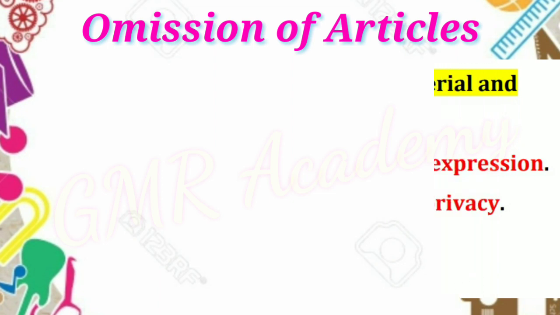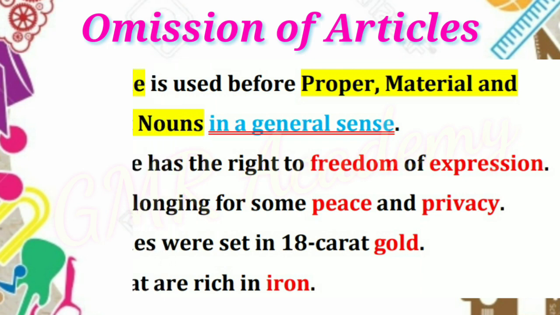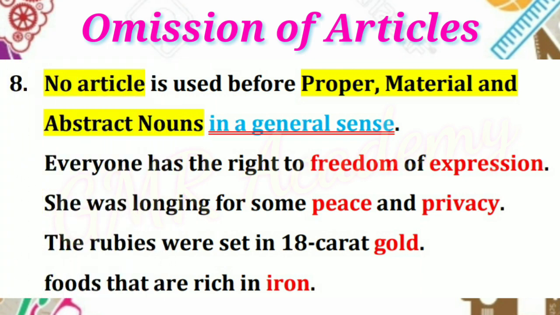Number 8. No article is used before proper, material and abstract nouns in a general sense. Examples: Everyone has the right to freedom of expression. Here freedom and expression are abstract nouns. And she was longing for some peace and privacy. Peace and privacy, abstract nouns. So no article is used. The rubies were set in 18-karat gold. Gold, a material noun. No article is used. Foods that are rich in iron. Iron is a material noun. So no article is used.